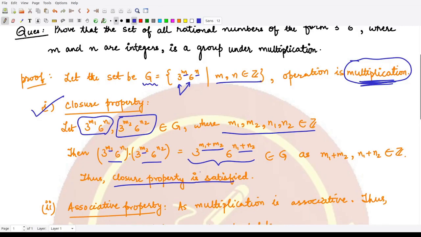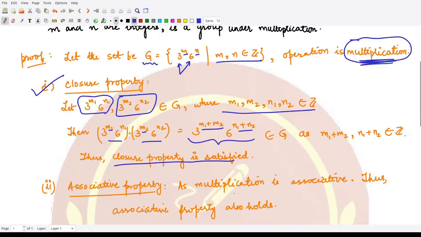Now let's talk about the associative property. Multiplication is associative. If you take any elements A, B, C, multiplying A and B first and then C is the same as multiplying B and C first and then A. This is also applied here because we have the operation of multiplication, hence we can solve any two terms first, correct? So this property is also present here.